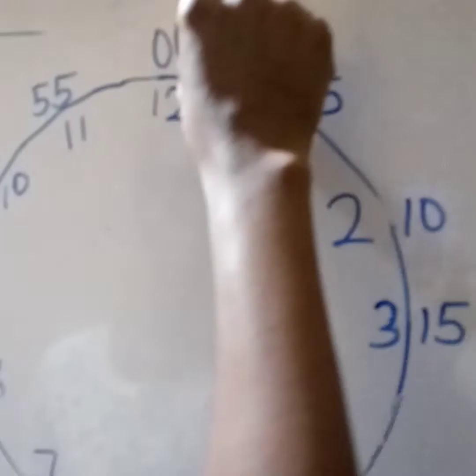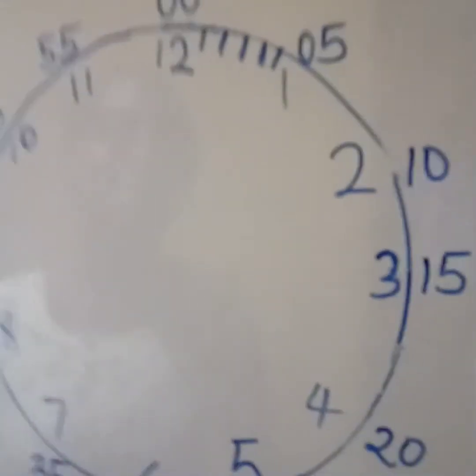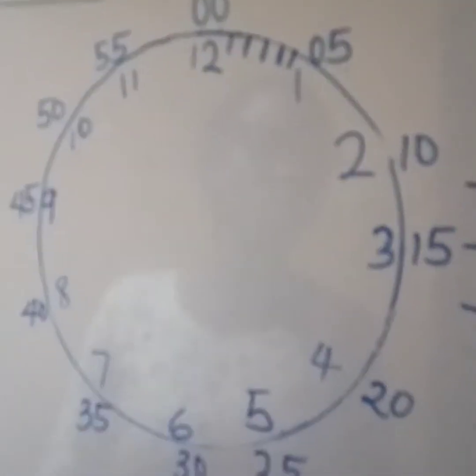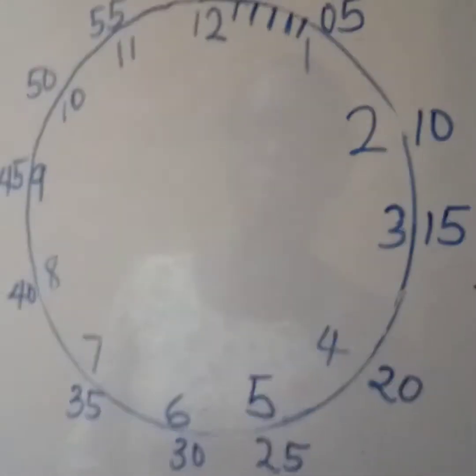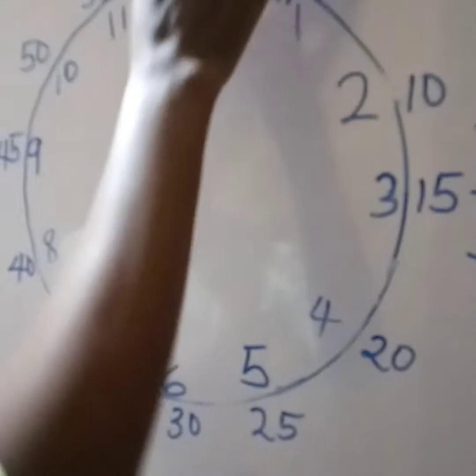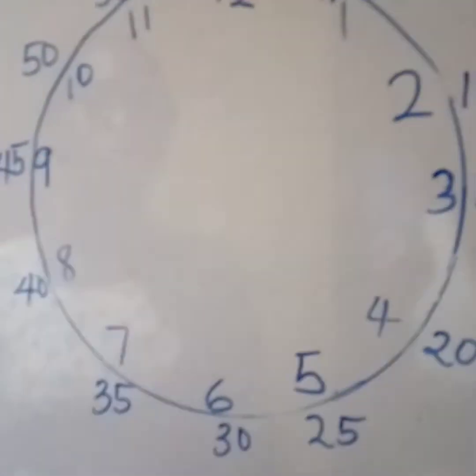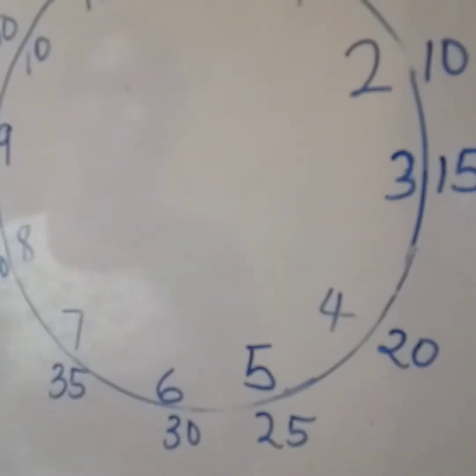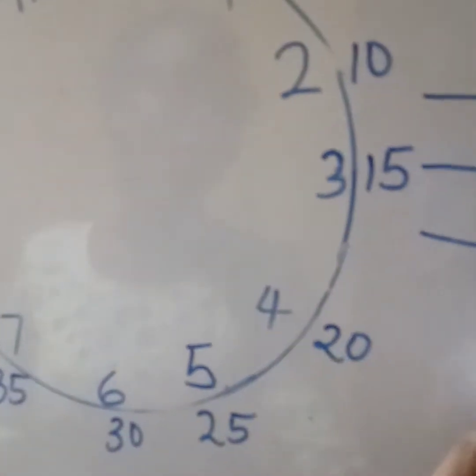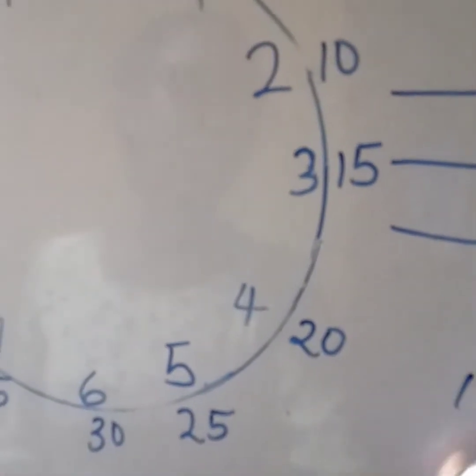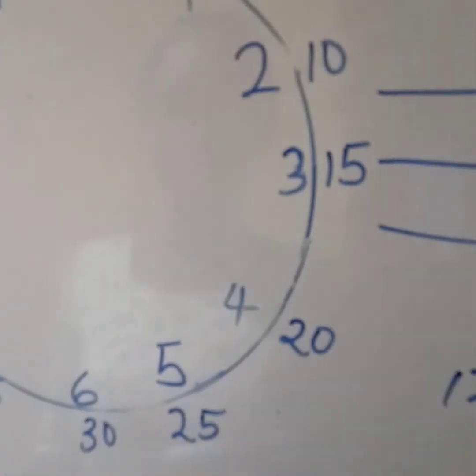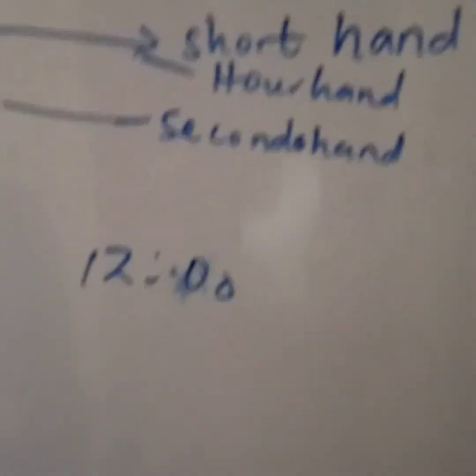Instead of going to 60, of course, it starts back at 0, 0. Why? Because there's nothing called 60 in our time. That's why I'm writing 0, 0. For instance, if it's 12 o'clock, you will not write 12:60. You will write what? 12:00. All right.